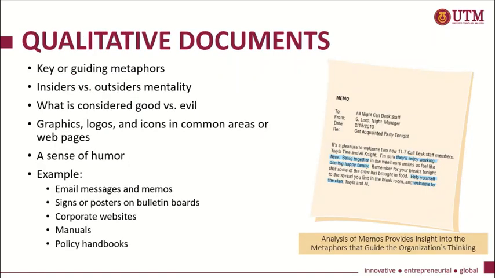Next is qualitative data. Qualitative data can be formed of any email messages, memos, signs on bulletin boards, web pages, procedure manuals, and policy handbooks. These documents are rich in details revealing the expectation for behavior of others that their writers hold and the way in which users expect to interact with information technologies.